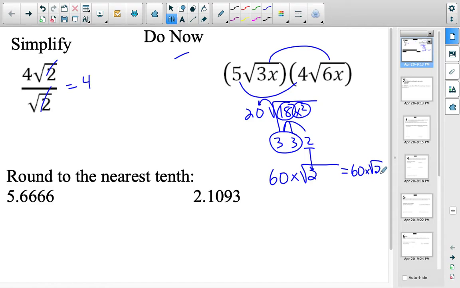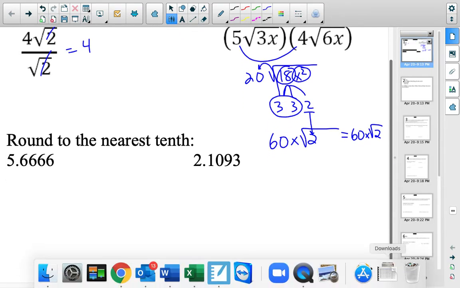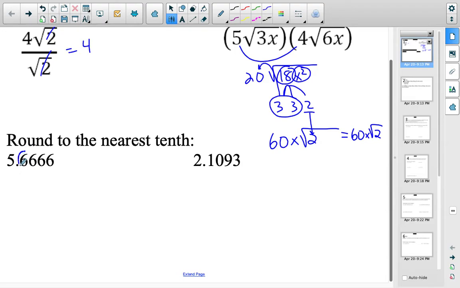square root 2. Lastly, really quick, if you remember rounding to the nearest tenth, we want to find the tenth place. Here's my tenth spot. I look to the right. This number, 6, is 5 or higher, so this 6 gets bumped up. So we get 5.7. Better. And then over here, here's my tenth place. So I look to the right of the tenth place. That's a 0. That's 5 or lower. It's less than 5. So this number 1 will stay itself, and we get 2.1.